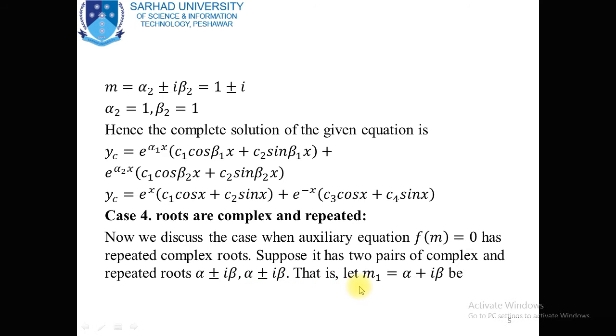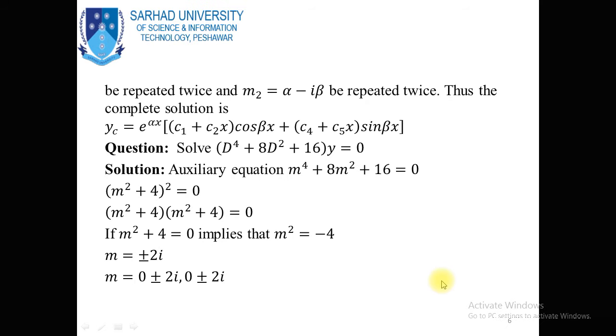Since these two roots are repeated and equal, suppose m1 is alpha plus i beta, and another root, suppose m2 is alpha minus i beta, repeated twice. Then the complete complementary solution is e power alpha x into c1 plus c2 x into cos beta x plus c3 plus c4 x into sin beta x.